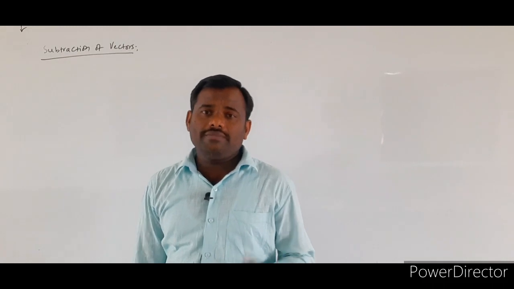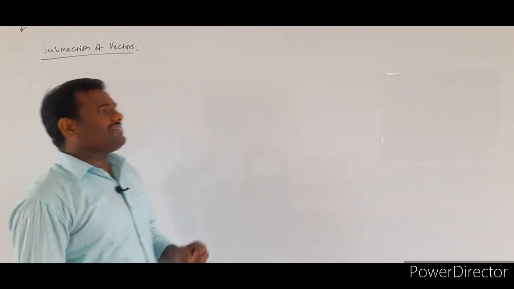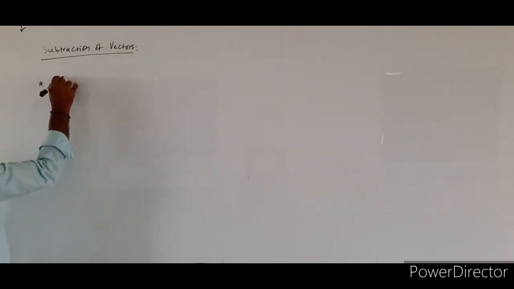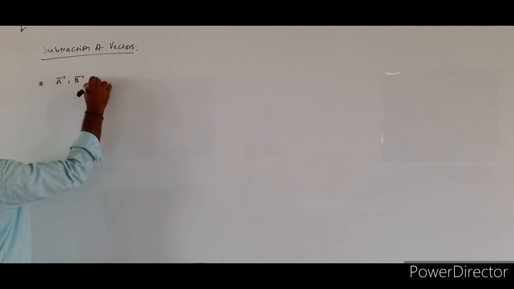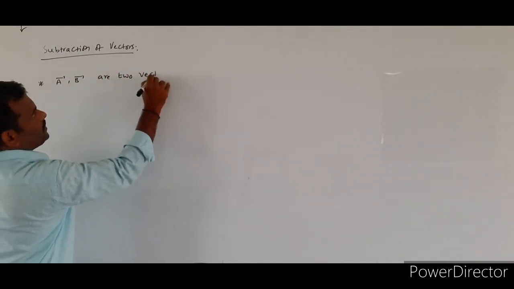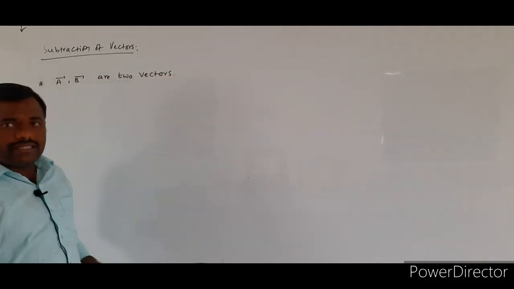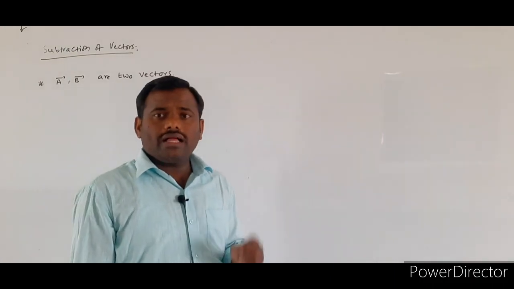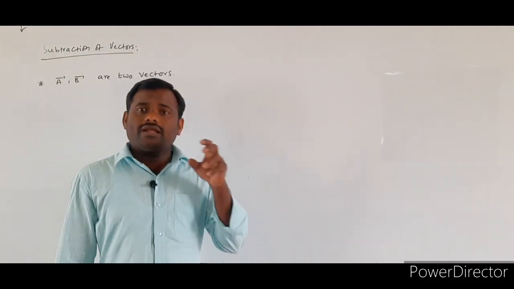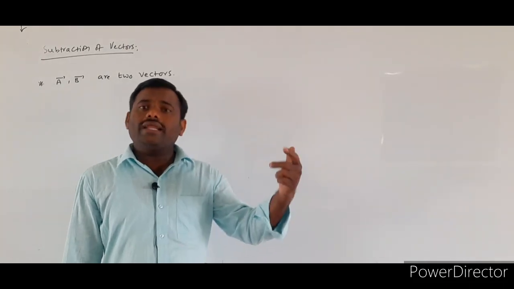The same principles, principle 1, principle 2 and principle 3. So, in the case of subtraction of vectors, I consider A bar, B bar are any two vector quantities. How many vectors do I consider here? Two vectors. What are they? A bar, B bar are any two vector quantities. Now, I want to subtract the vector B bar from the vector A bar.